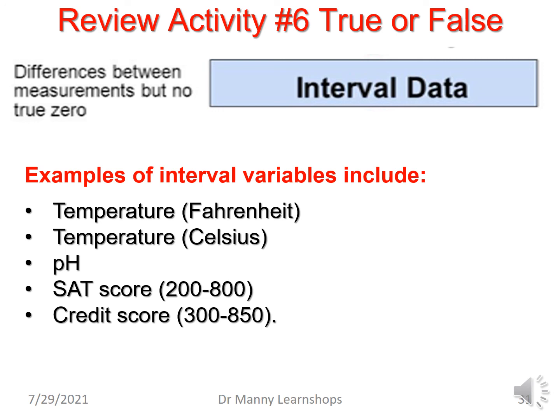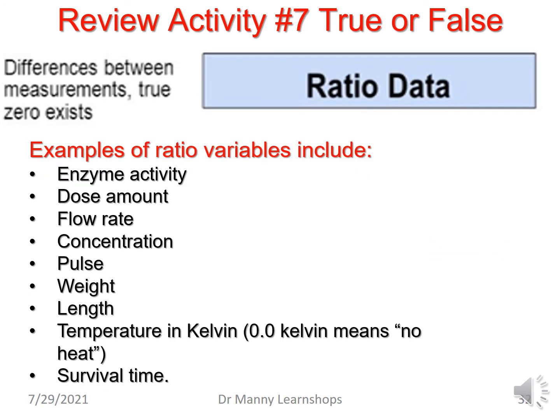Examples of interval variables could include temperature in Fahrenheit, temperature in Celsius, pH, SAT scores, your credit rating. True or false? The answer is true. Then we have ratio data. And examples of variables could include enzyme activity, dose amount, flow rate, concentration, pulse, weight, length, temperature in Kelvin, because Kelvin has no heat or a 0 potential. Survival time. These are true for ratio data.